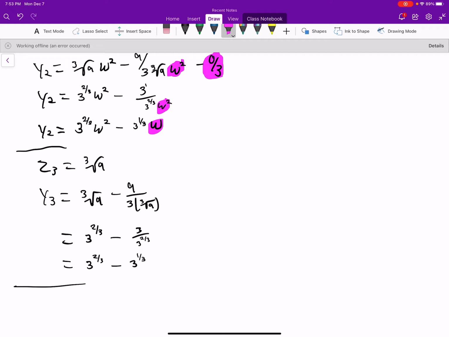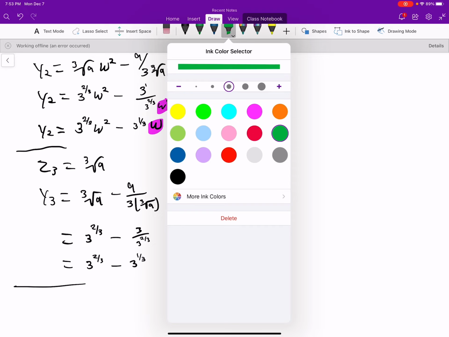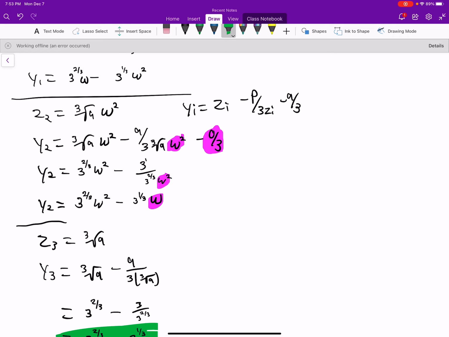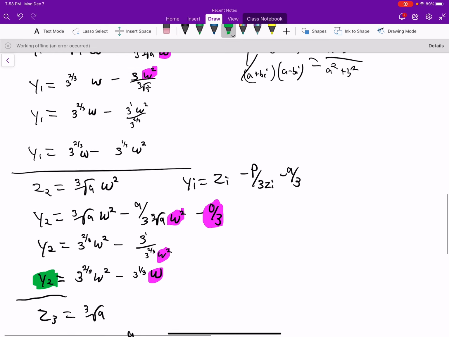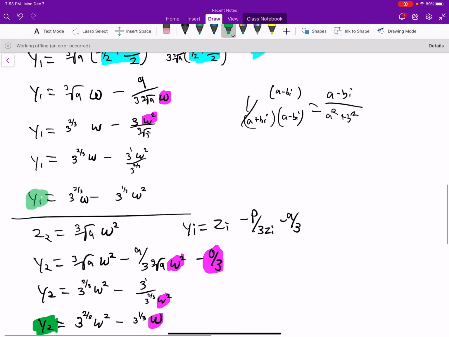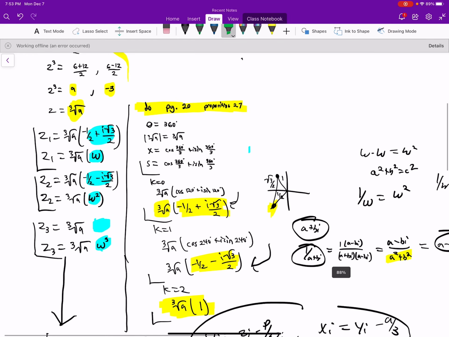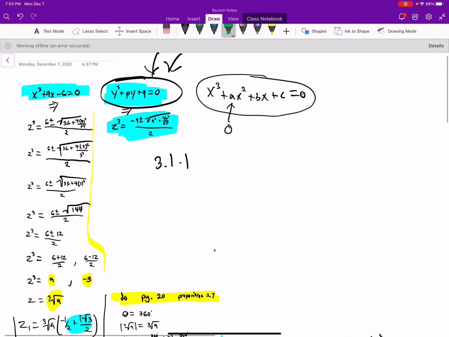Here are your answers to the question. Here's one of the answers. Here's the other answer. And here's the third answer. And I checked in the back of the book. They are all correct, so I'm guessing all my work is correct. Yeah, that's kind of a lot all at once, but there you go.